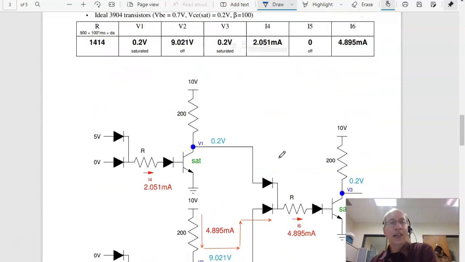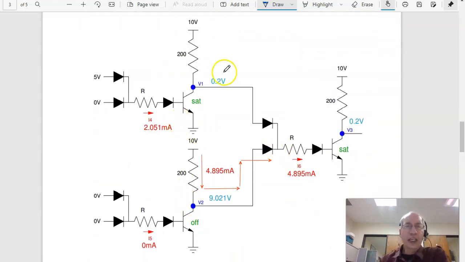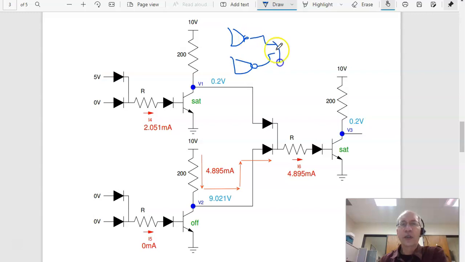Problem 8 is this is actually 3 NOR gates. So if I have the first NOR gate and the second NOR gate, the 2 NORs go together and give you another NOR gate. Here's your logic. That's what this is implementing at the transistor level. Find the voltages and currents.